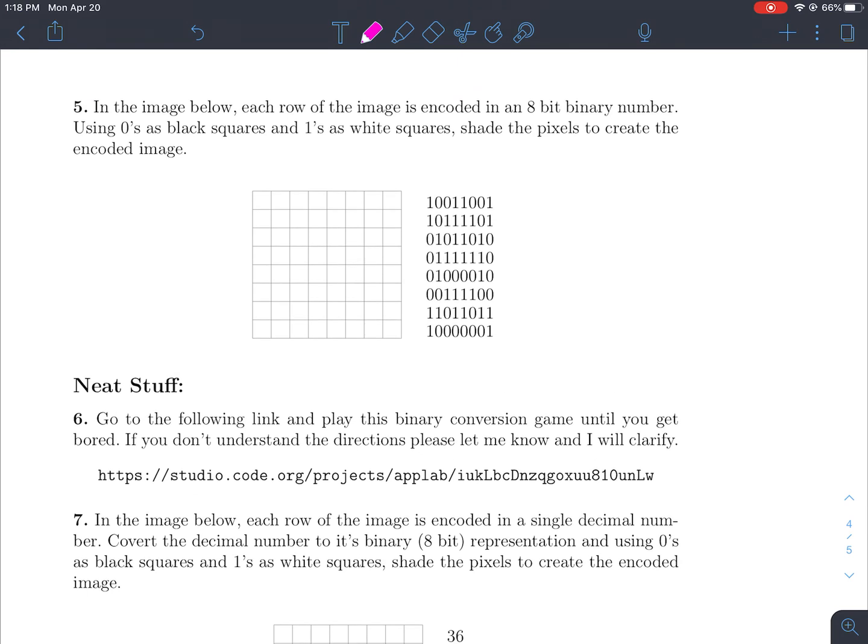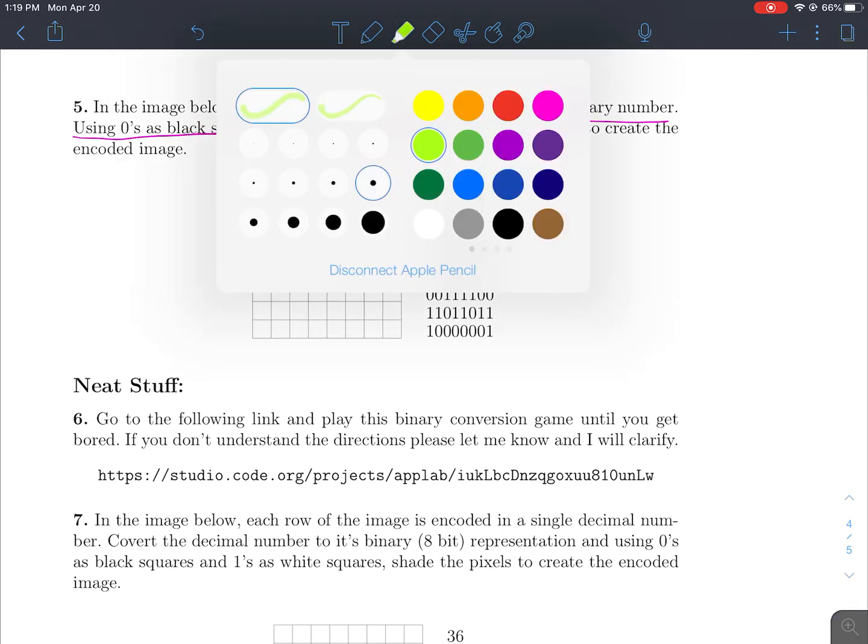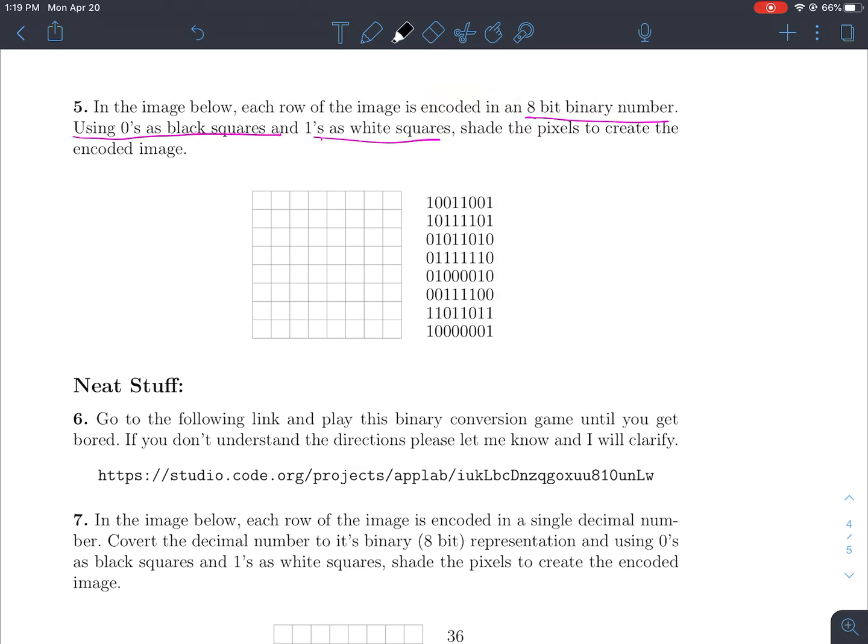For this one, I think it's really interesting. We start to get into this idea of, in the image below, each row of the image is encoded in an 8-bit binary number. Using zeros as black squares and ones as white squares, shade the pixels to create the encoded image. So this is super interesting to me because it starts to highlight how you might store an image inside of your computer's memory.